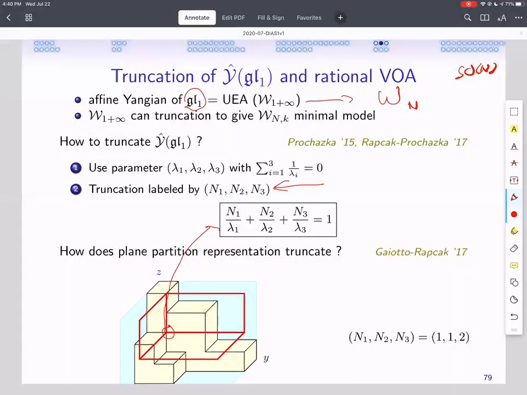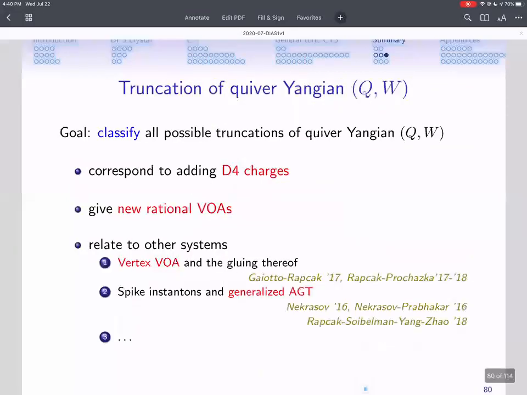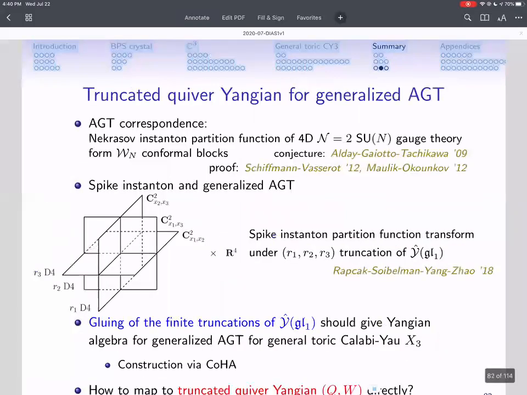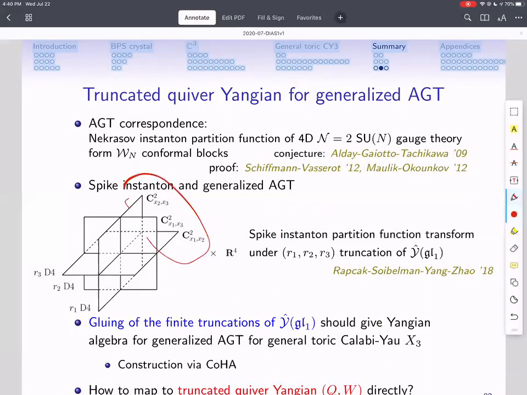So this truncation is not easy to study in terms of the W1+infinity W algebra basis, but in terms of the affine Yangian it is quite transparent. This corresponds to the instanton partition function given by the intersection of three different stacks of M5-branes in the Calabi-Yau. The result of this not-so-recent paper is that for this generalized spiked instanton, this group should correspond to the truncation of the affine Yangian of GL1 by the 3 integers here.